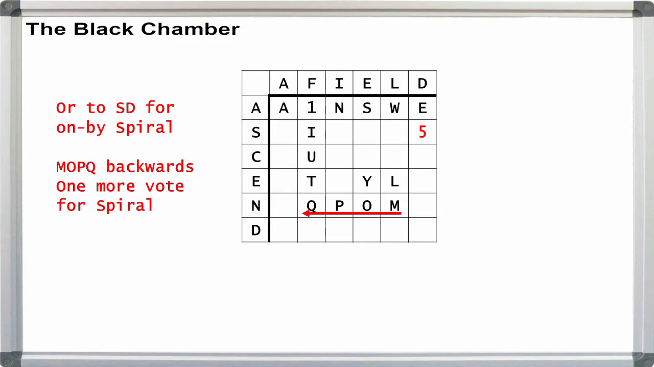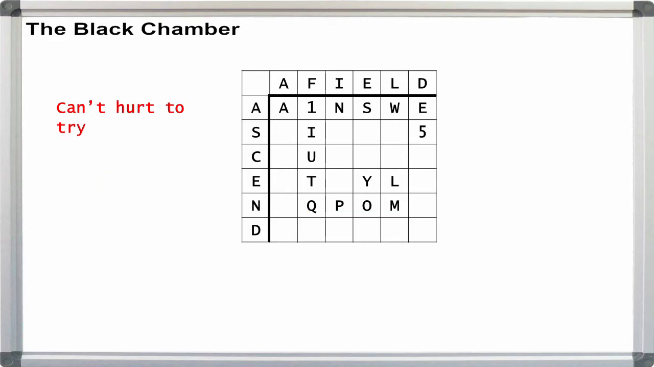The sequence QPOM is MOPQ backwards, supporting the conjecture that this is a spiral. If we assume that the full keyword is answer, then we can fill in the square and finish the message.